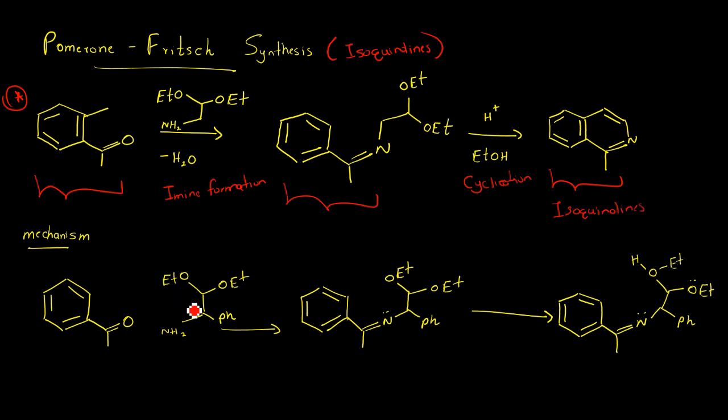Now, as for our first step, as I have told you, the imine formation happens. So we have a lone pair on our nitrogen. This lone pair will go and attack our carbonyl carbon. When this attack happens, these two hydrogens will be removed alongside the oxygen as a water molecule. So the water molecule will be removed and two bonds will be formed between this carbon and the nitrogen.